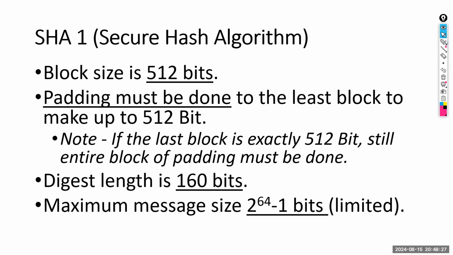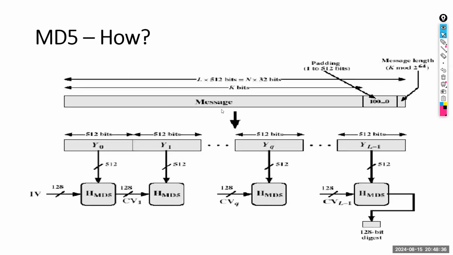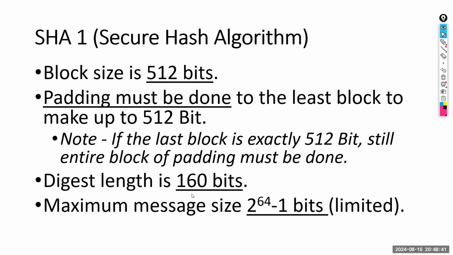Let's compare them. MD5 also uses 512 blocks. SHA also uses 512 blocks. Its digest is 128, while SHA's digest is 160. So same block size, but the digest length is different. And again, you need to do the padding. And even if the message fits perfectly, you still need to pad an entire 512 block.